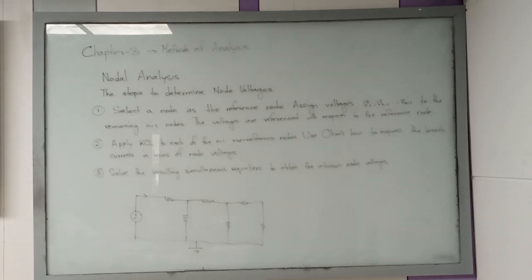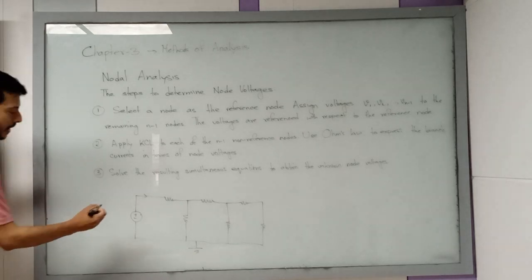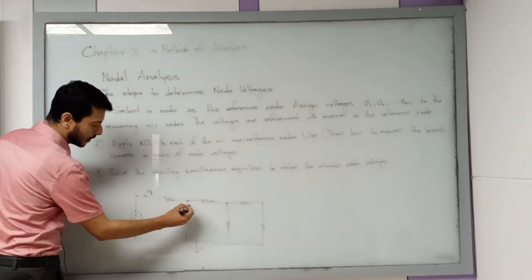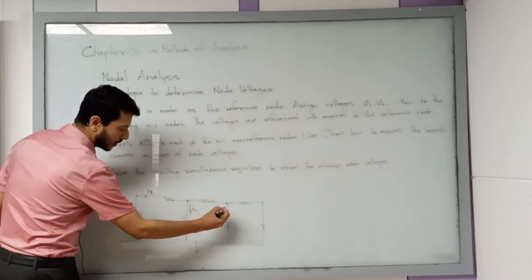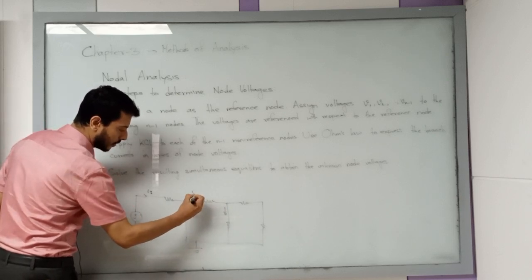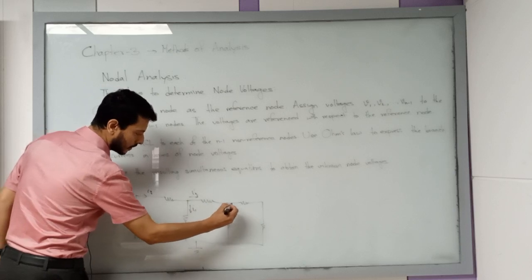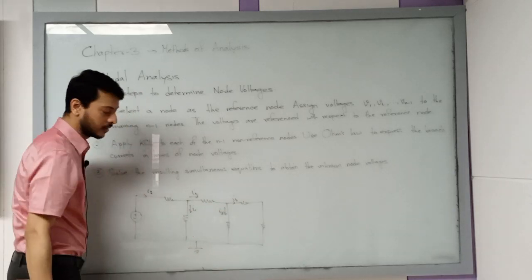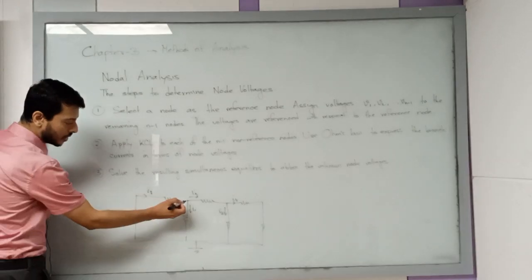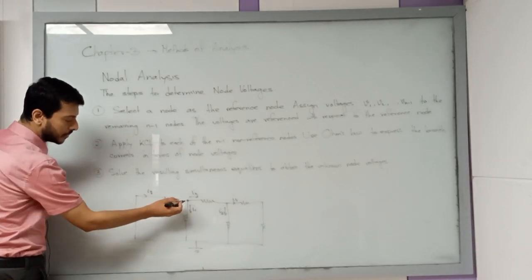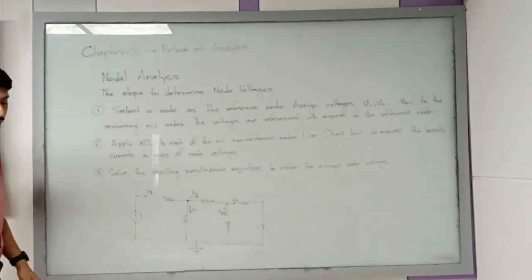So applying KCL, you will get one equation at each node, in terms of current. Because, say, through this Is current flows, through this I1, through this I2, this I3, this I4. Okay, so if you consider this nodal point, what will be the equation according to KCL?